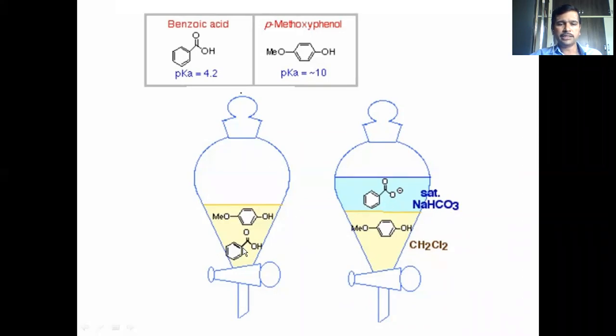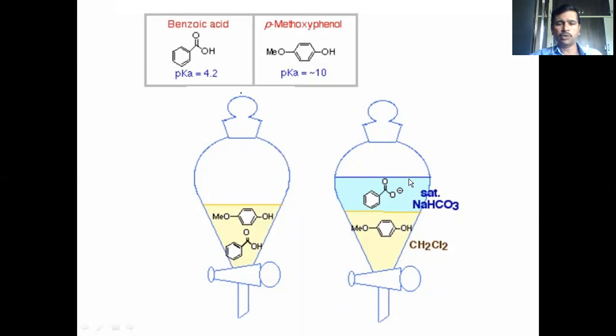So initially benzoic acid was present in the dichloromethane layer. After the treatment of this mixture with sodium bicarbonate, benzoic acid has been converted into sodium benzoate, and its solubility in dichloromethane has declined and its solubility in water has increased. Therefore, it will come to the aqueous layer. Now, as a result, paramethoxyphenol is separated from the benzoic acid. So this is known as liquid-liquid extraction.